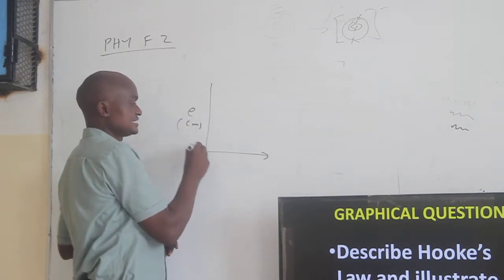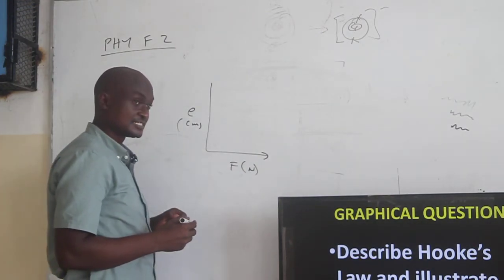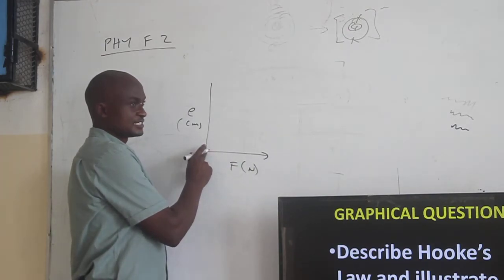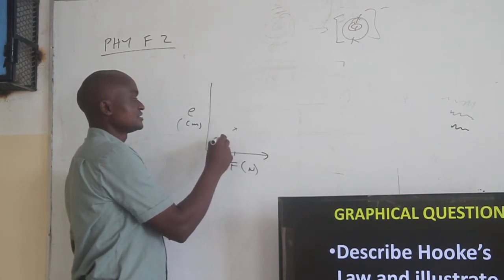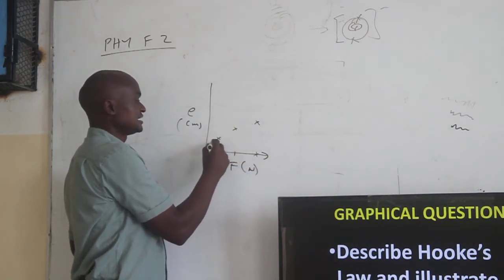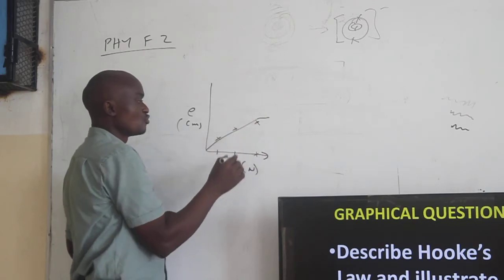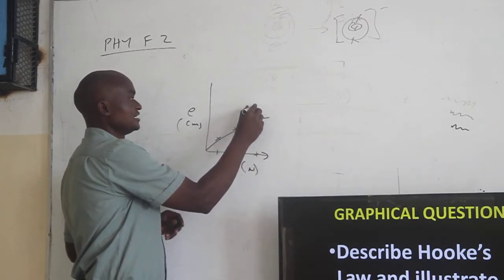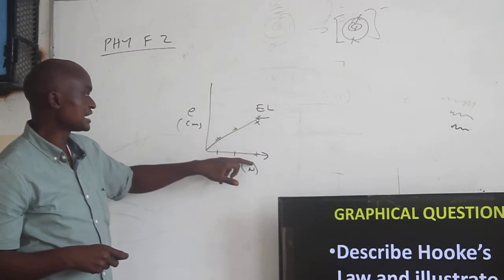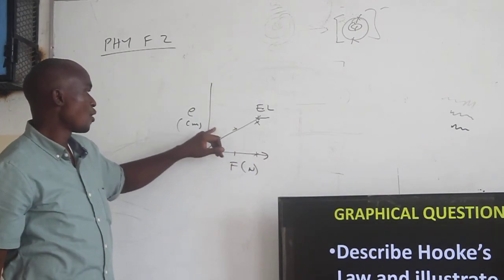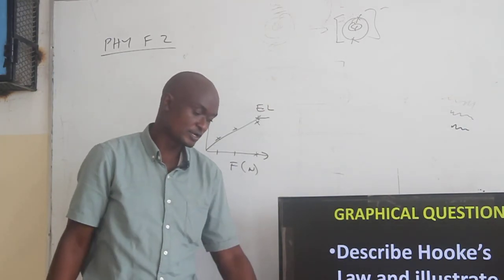Extension maybe in centimeters, force maybe in newtons. So we have this. No force, no extension. Some force, some extension. Some force, some extension. Some force, some extension. You end up having that kind of line up to a point where it begins to go off. This point is what we call the elastic limit. Point beyond which any force acting on the spring will cause an extension which is irregular from before. Otherwise, Hooke's law is obeyed.